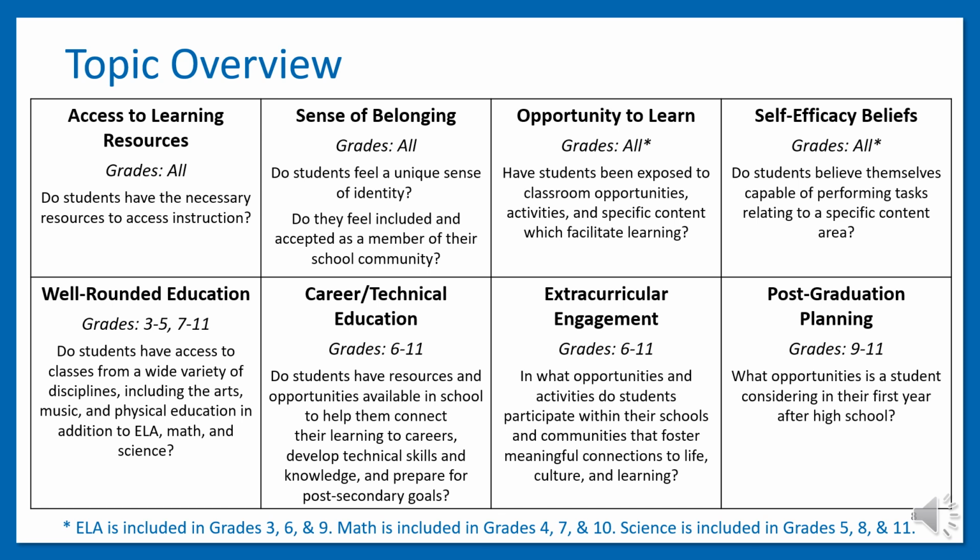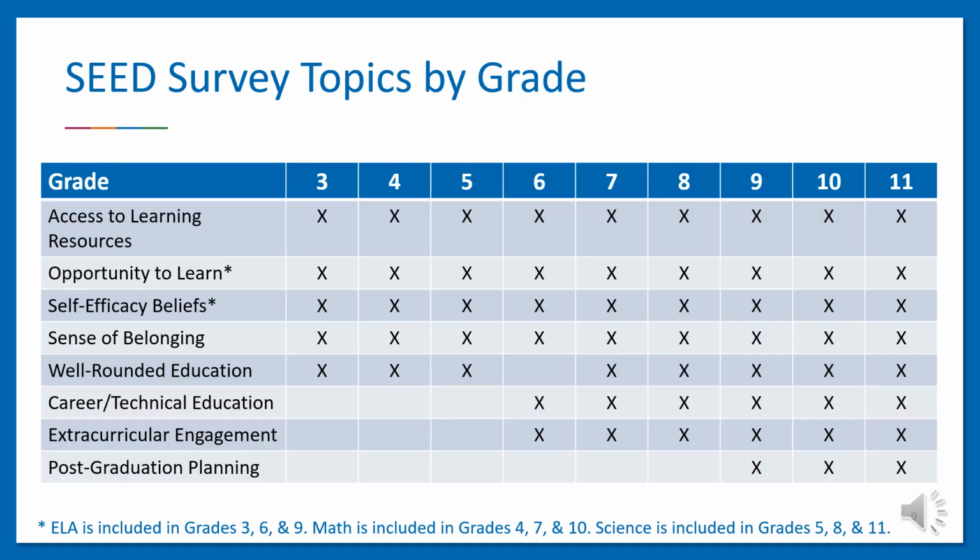This slide provides an overview of the different topics included in the SEED survey. The opportunity to learn and self-efficacy topics focus on specific content areas in each grade level. For instance, Grade 3 reviews opportunity to learn and self-efficacy in English Language Arts. Grade 4 reviews opportunity to learn and self-efficacy in mathematics, and grade 5 reviews opportunity to learn and self-efficacy in science. The same cycle repeats in grades 6, 7, and 8, and in grades 9, 10, and 11, respectively. Additional opportunity to learn items for Native American culture and history are included for grades 4 through 11.